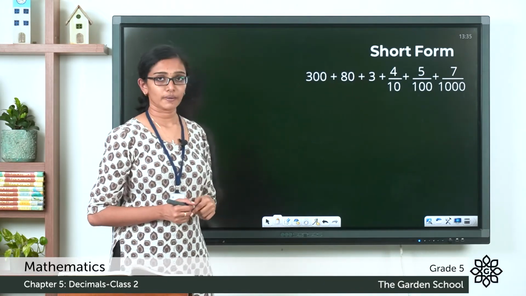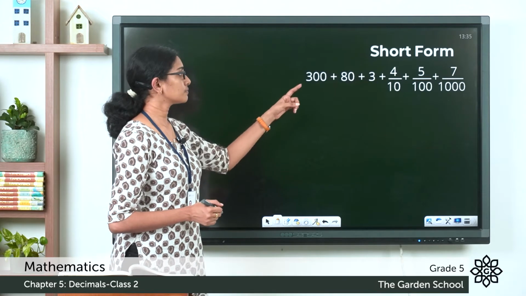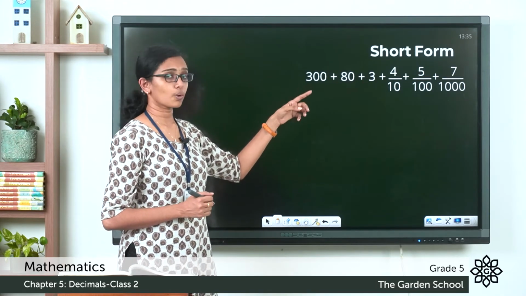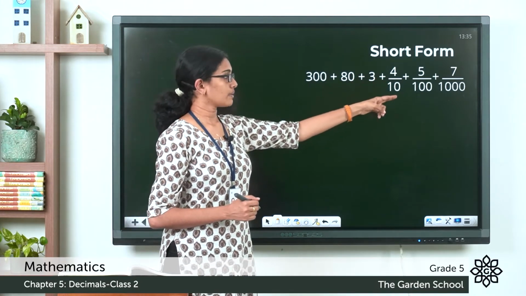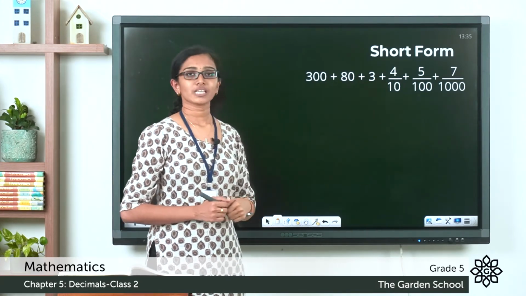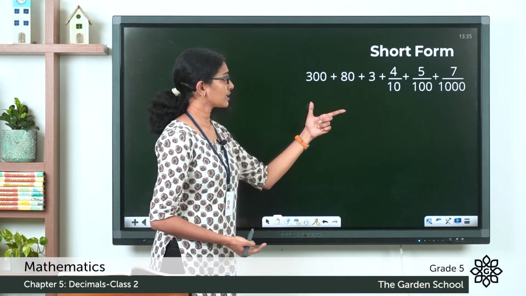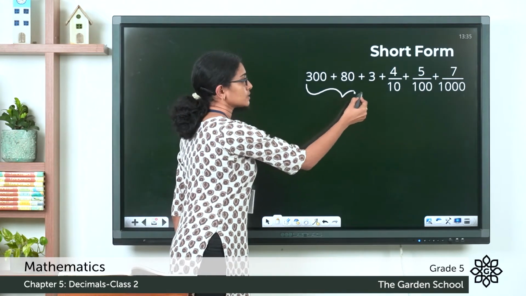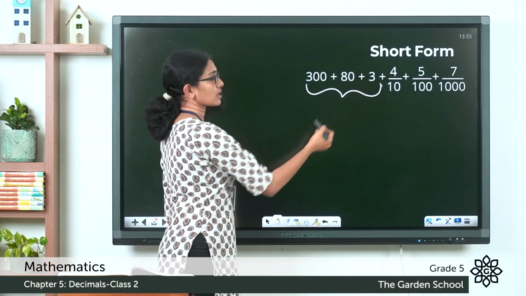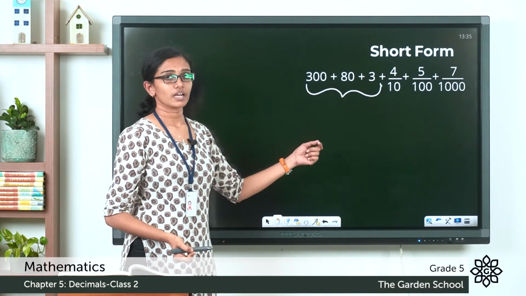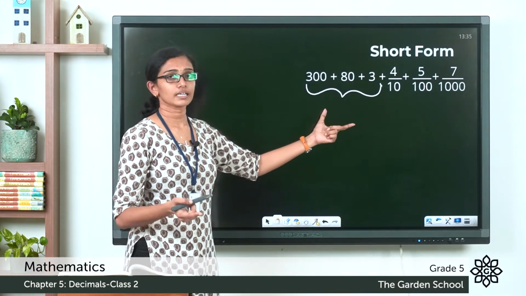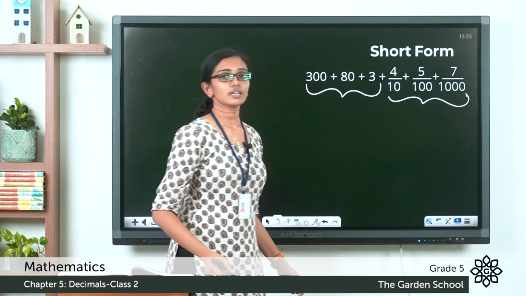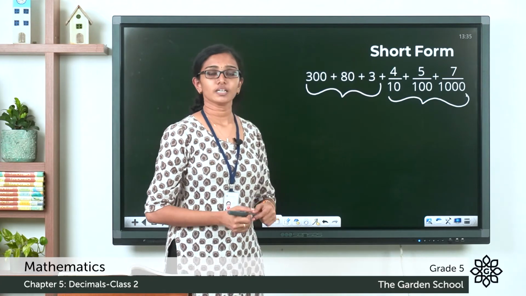Here an expanded form is given: 300 plus 80 plus 3 plus 4 by 10, or 4 tenths, plus 5 by 100 plus 7 by 1000. How do you write the short form from this expanded form? See, we know this part, these place values, represents the whole number part in the number, and this part will represent the digits in the decimal part.